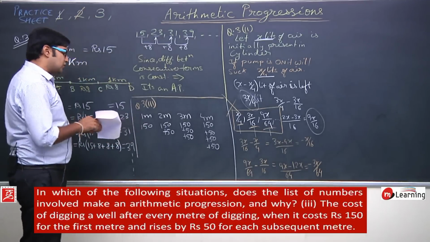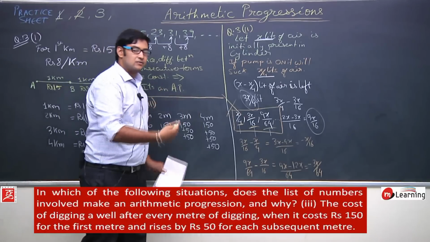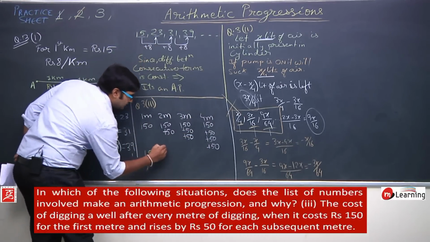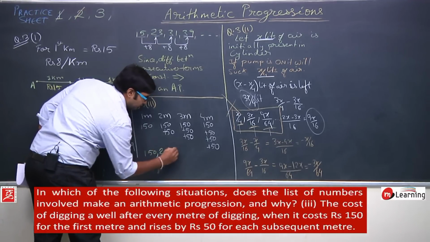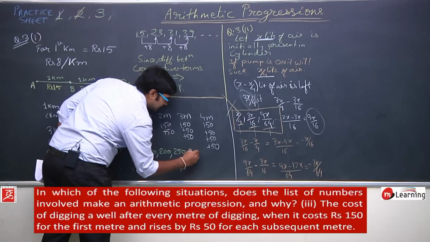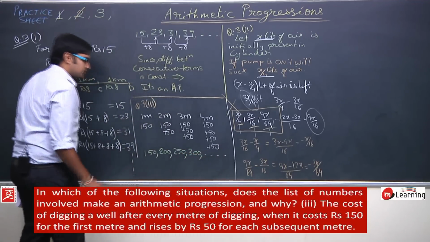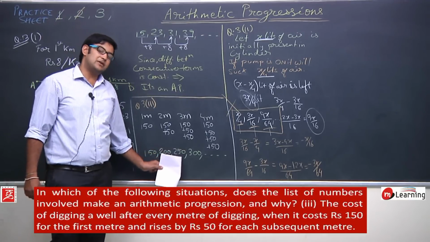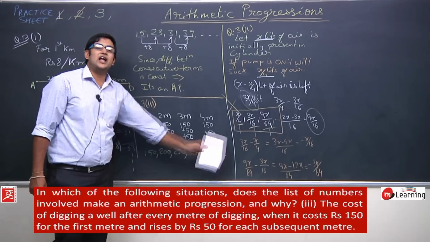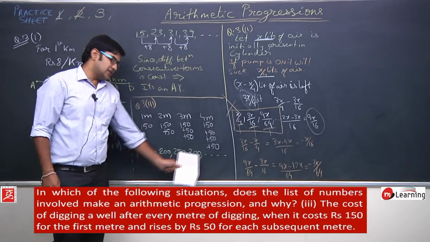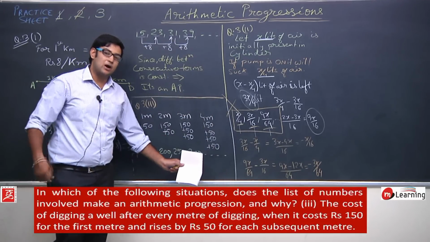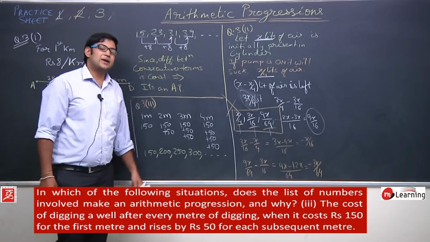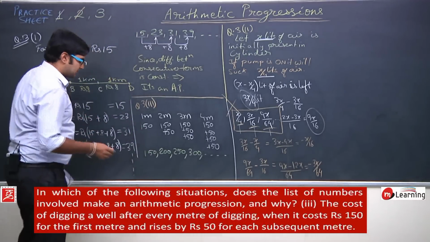So how much amount do you need to pay for different depths of well? You need to pay rupees 150, then rupees 200, then rupees 250, then rupees 300 and so on. So for 1 meter 150, for 2 meters 200, for 3 meters 250, for 4 meters 300 and so on. Is this list of amounts that I need to pay to have a well in an arithmetic progression? Can we check this? Yes, it's very easy.